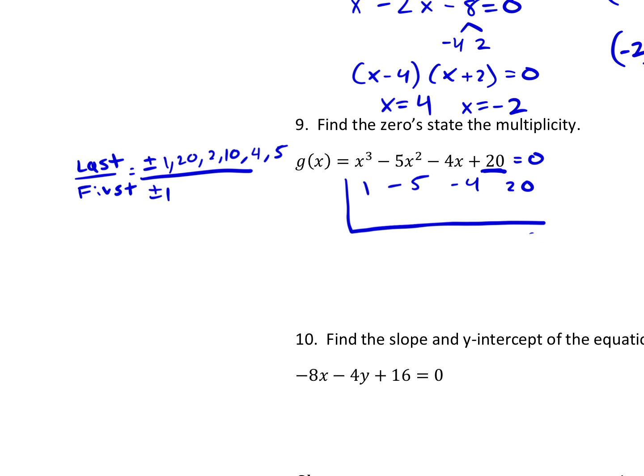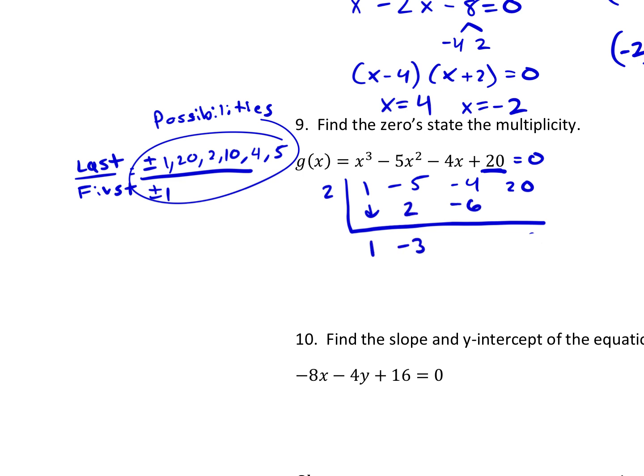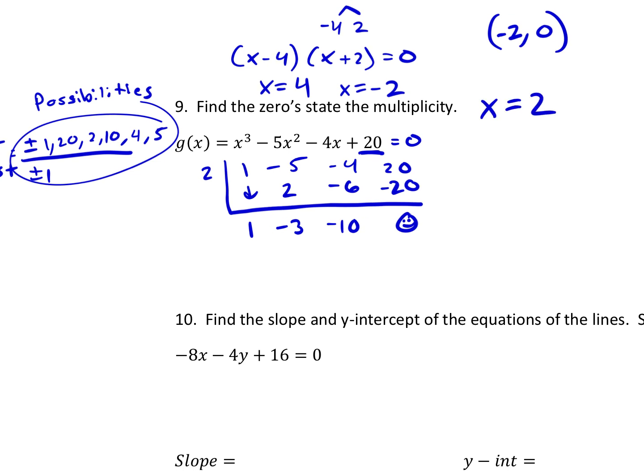Outside the box, we can try any one of these possible options. So let's try 2. You can try anything. Drop down the 1, multiply, we get negative 3. Negative 6, negative 10. Oh, that's so nice, it works. We get 0. So one of our answers would be 2. From here, since we start with x to the third power, our answer gives us 1 less. So that would be x to the second power minus 3x minus 10.